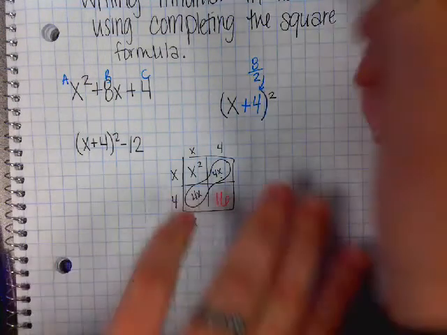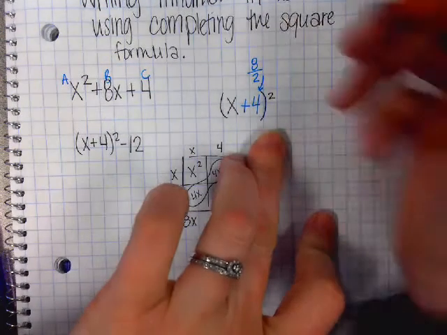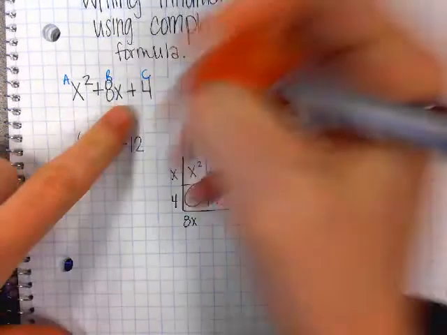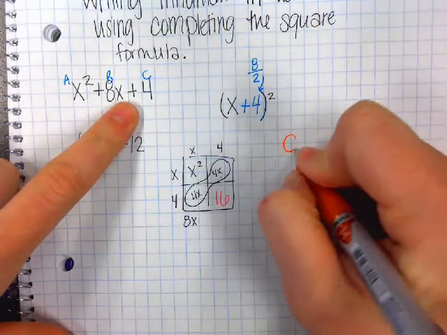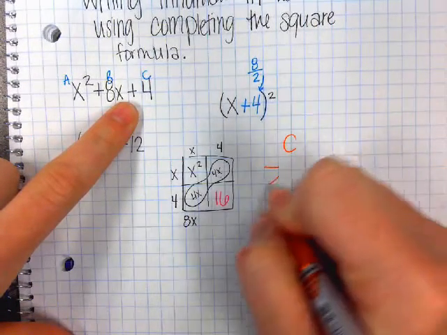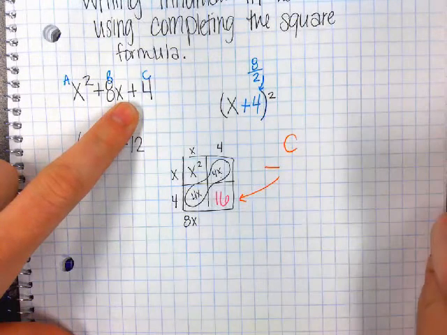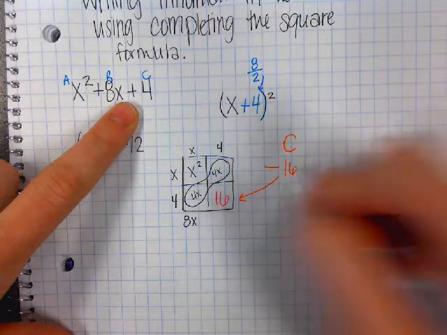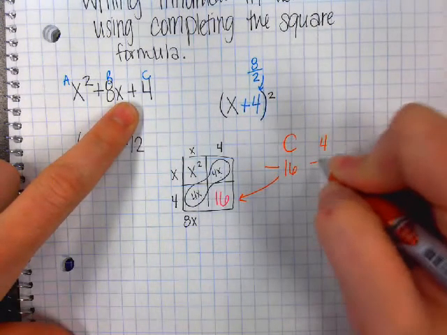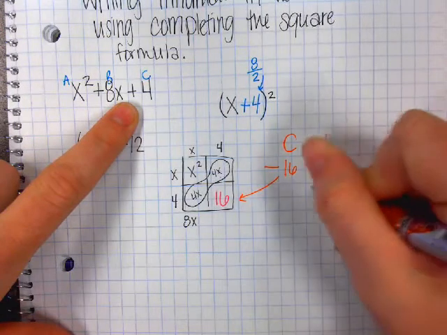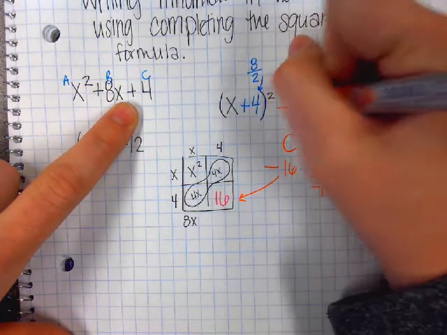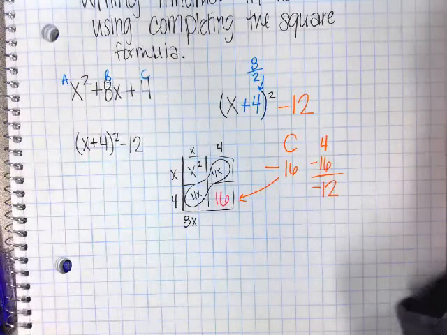So to find that last spot, or to find what's adding or subtracting here, you're going to say C minus that number right there. C minus 16, or 4 minus 16, is what? Negative 12.